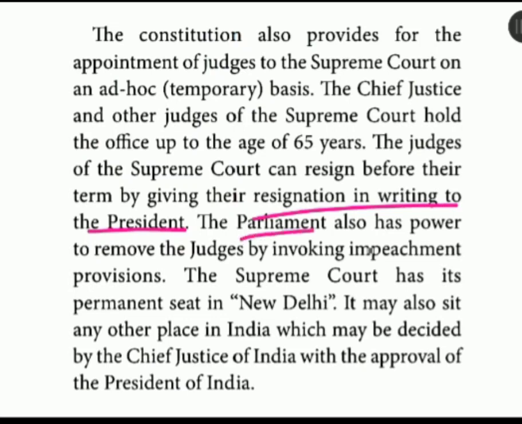Then the Parliament also has the power to remove the judges. When can the Parliament remove the judges? During the time of impeachment, by using the impeachment provisions. Impeachment, I told you in the last class many times, what is the meaning? A charge of misconduct. So that is the impeachment. The Parliament has the power to bring the impeachment over the Chief Justice as well as judges of the Supreme Court.